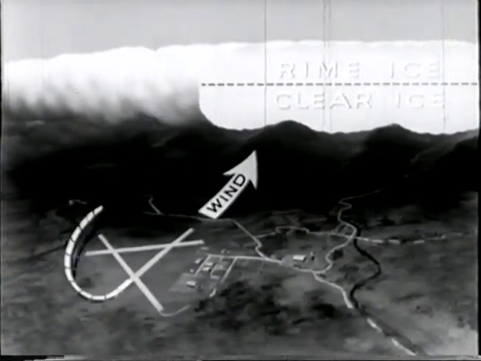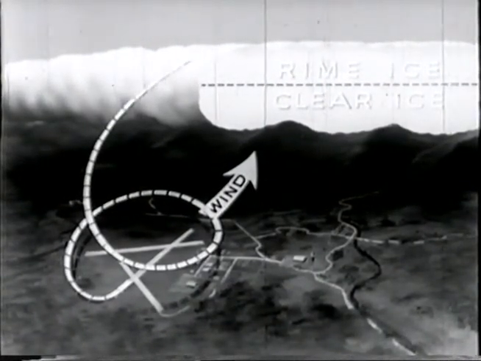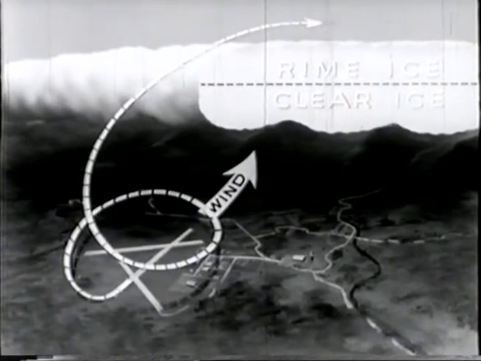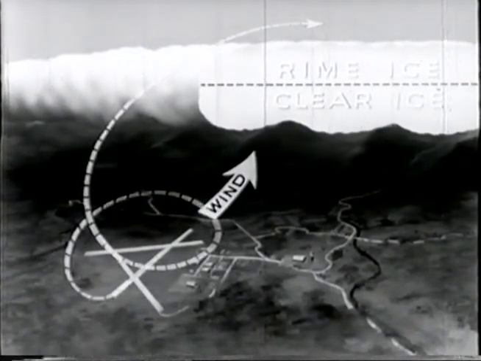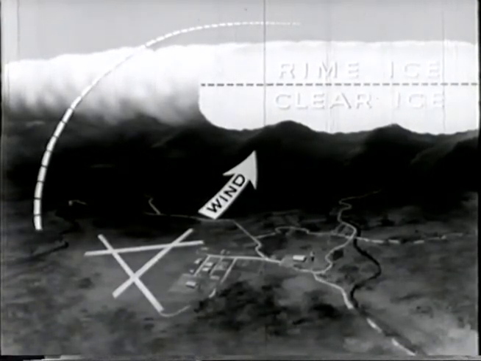Conduct your ascent away from the mountains until sufficient altitude is gained to fly over the danger zone. Accordingly, when landing at the same airport, fly well to windward of the mountain before descending.